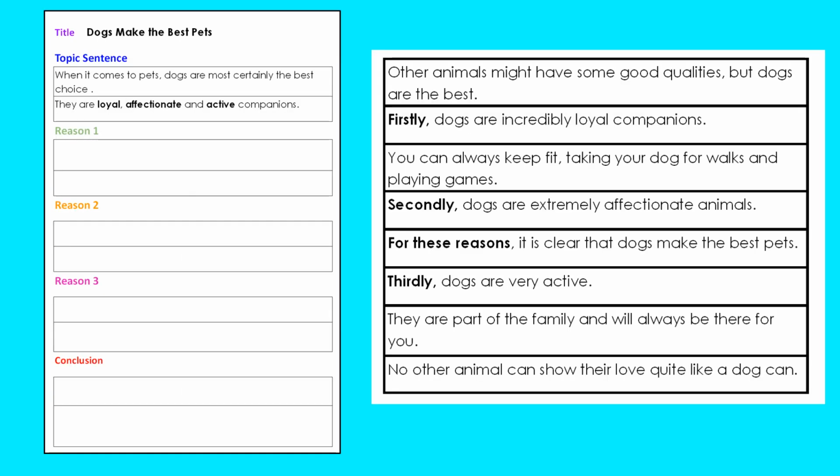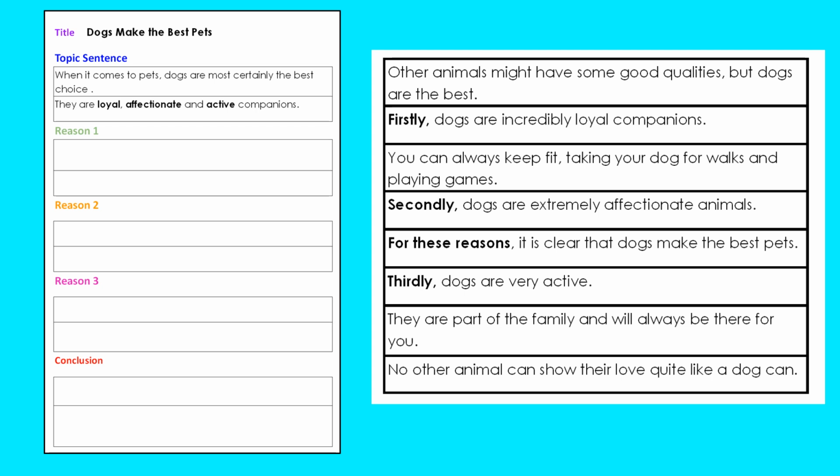So let's have a closer look at our task today. Here's the worksheet that I've made. You can see I've set it up just like the structure of a persuasive text. I've got the title, topic sentence, my 3 reasons, and a space for my concluding statement. The title has been done for you, and I've also done the topic sentence. So the title is Dogs Make the Best Pets. The topic sentence is, when it comes to pets, dogs are certainly the best choice.